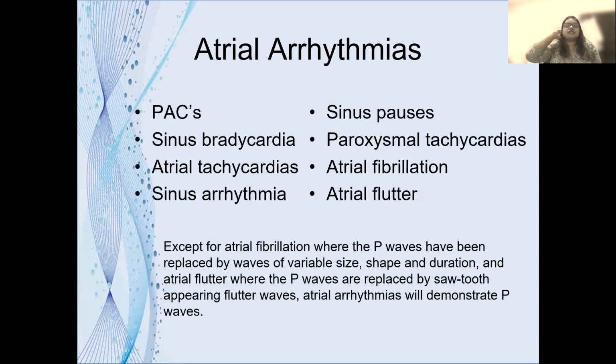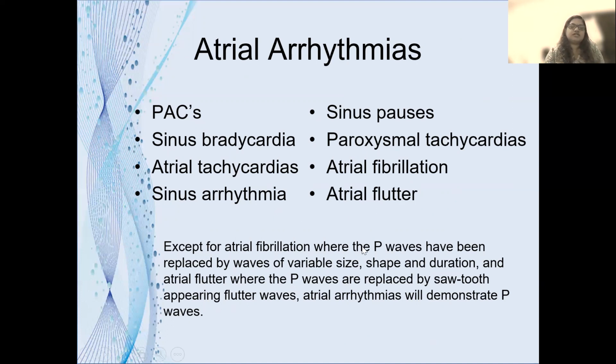Now, what are the atrial arrhythmias? You can have atrial arrhythmias and ventricular arrhythmias. So you can have PACs, sinus tachycardia, sinus bradycardia, paroxysmal tachycardias, atrial fibrillation, sinus arrhythmias, and atrial flutter. So these are the possible atrial arrhythmias, which occur from the atrium.